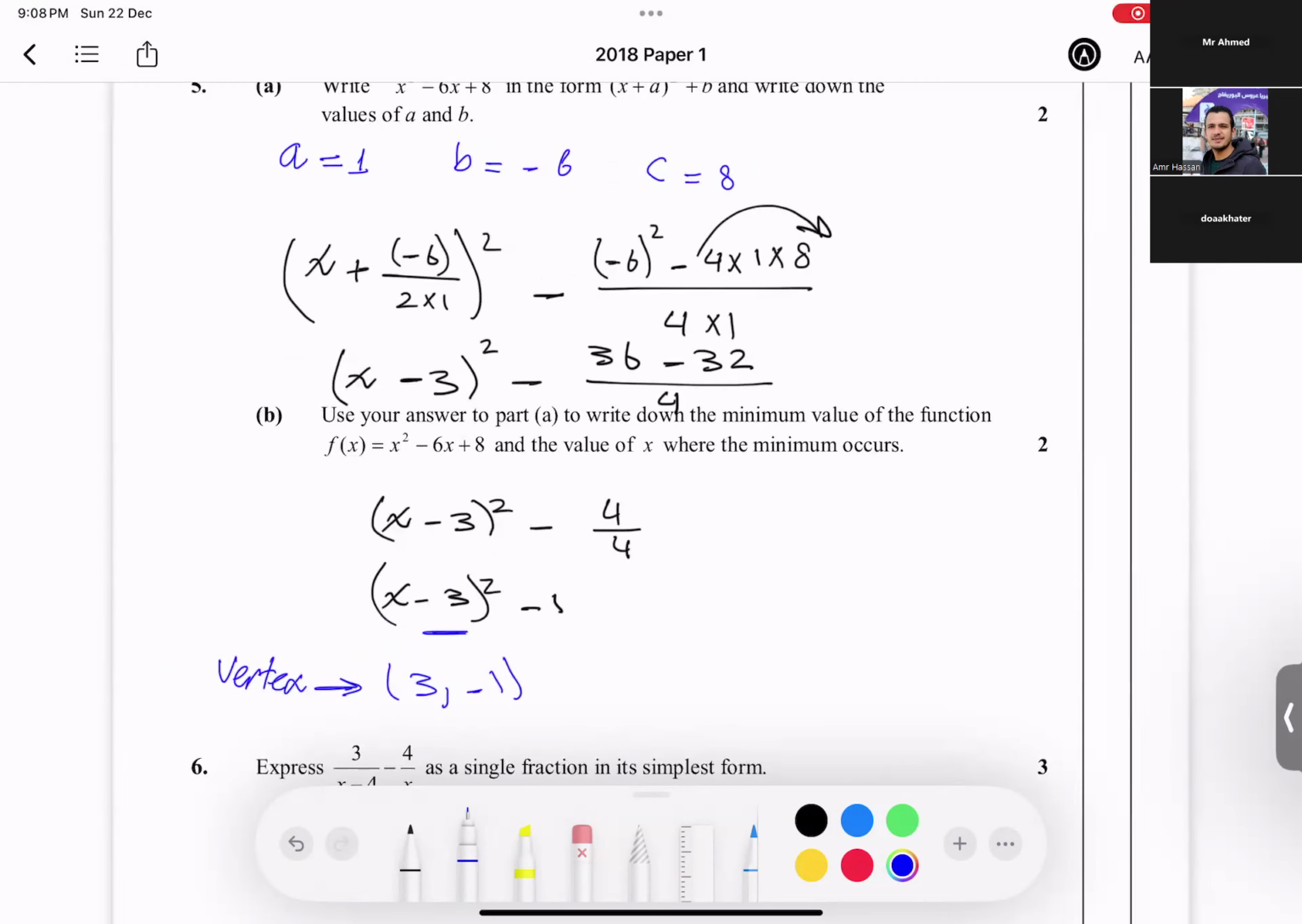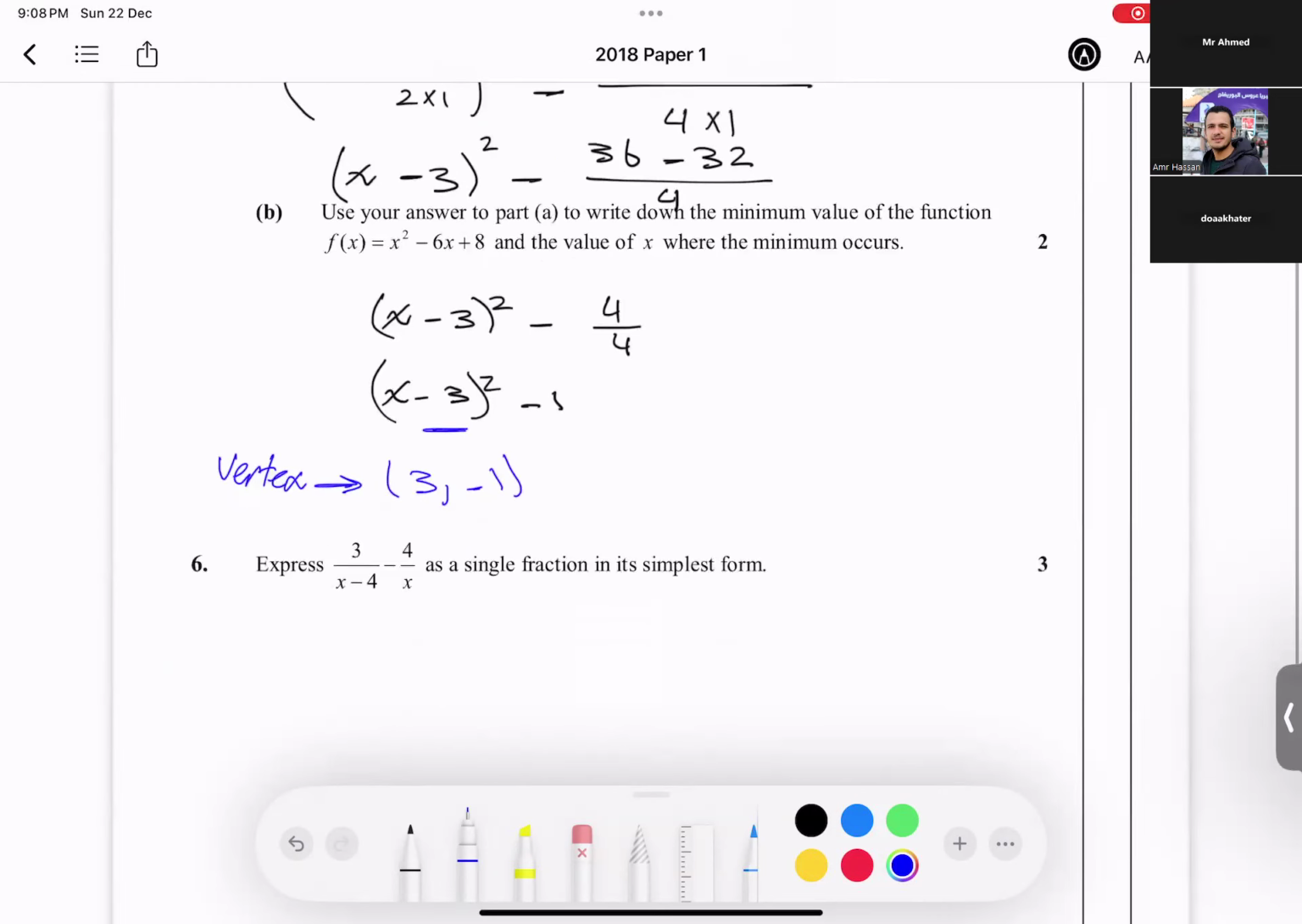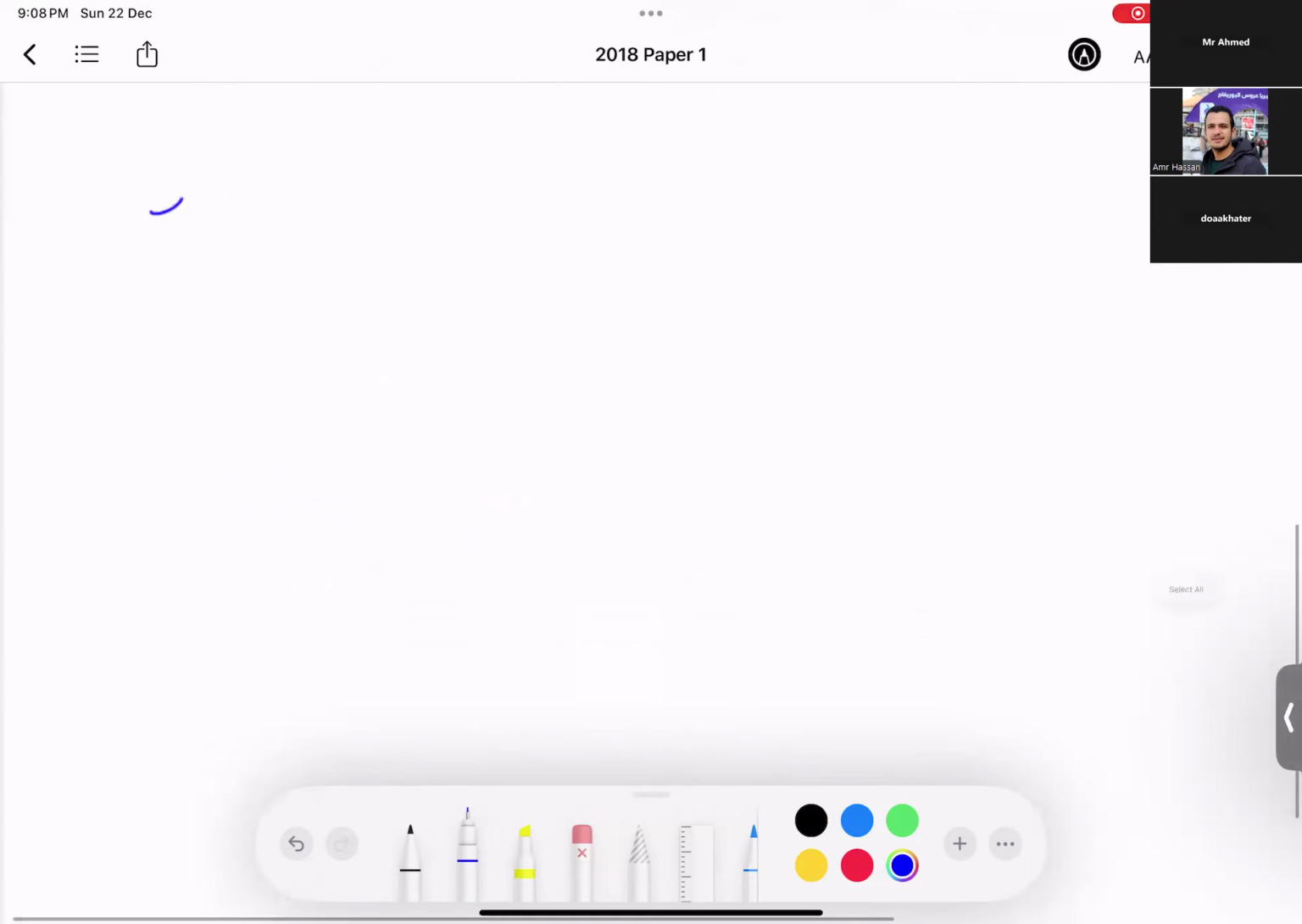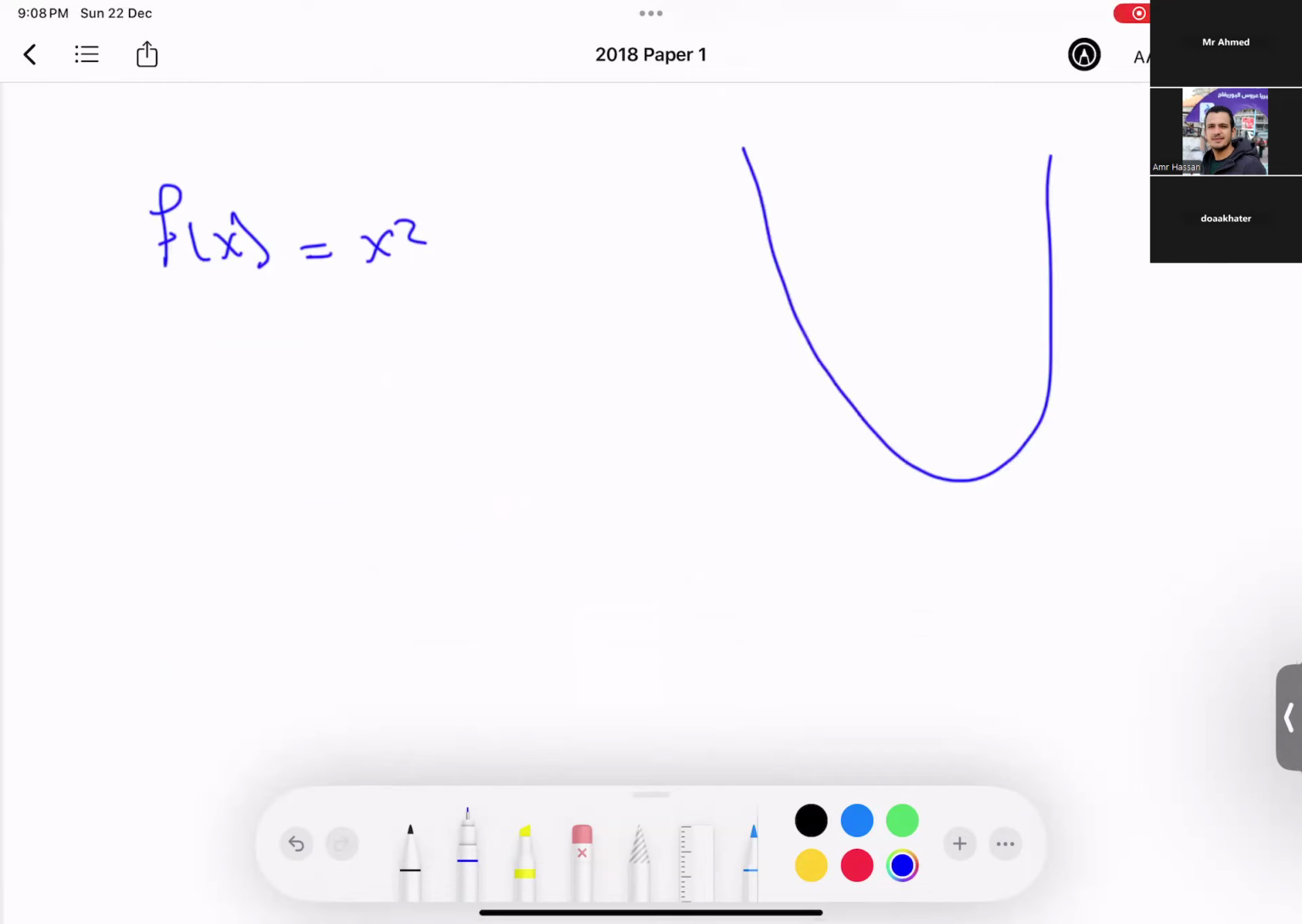So I need to ask you a question. Now, what if you have f of x equals x squared? It looks like this one, right? Yeah. In this case, should I get a maximum or minimum? What do you think? Minimum. Yeah, you're right.